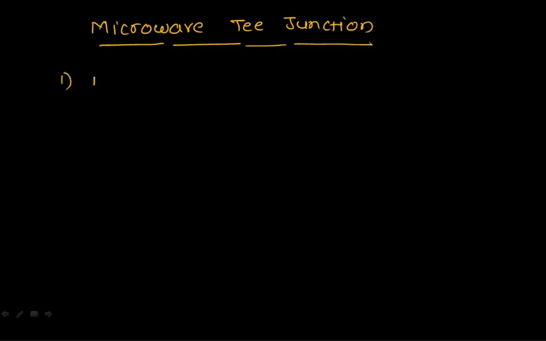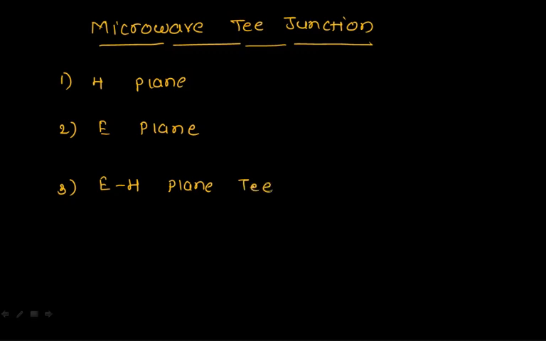So the first is the H plane, another is the E plane T. If you combine both of these, it will be called the EH plane T. Then you will have a hybrid junction, then you will have a magic T junction. This will be called a hybrid, whereas you will not have isolation between 1, 2, and 4, 3, and 4. Fifth is a rat race junction.